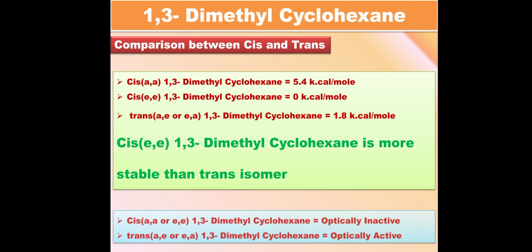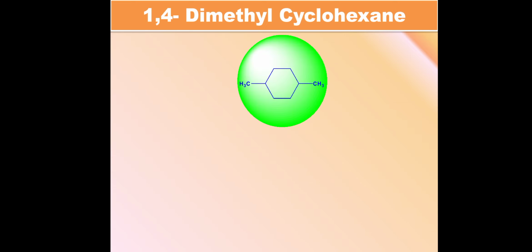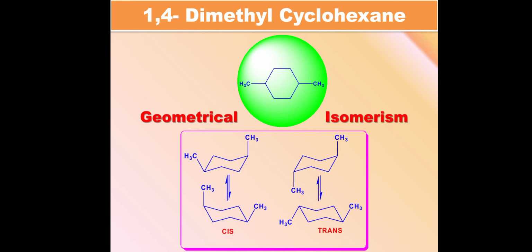As far as optical activity is concerned, cis diaxial or diequatorial 1,3-dimethylcyclohexane is optically inactive, and trans axial-equatorial or equatorial-axial 1,3-dimethylcyclohexane is optically active. With this, we switch over to the last molecule, 1,4-dimethylcyclohexane. In this case, the methyl groups are at carbon number 1 and carbon number 4 with respect to each other. Like 1,2 and 1,3, these also have geometrical isomers, cis and trans.